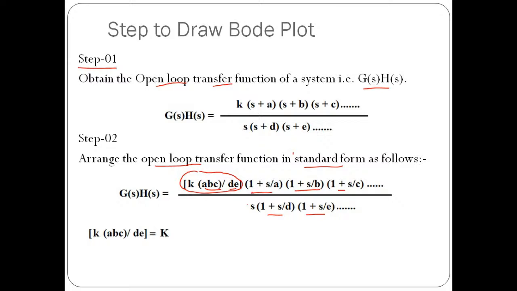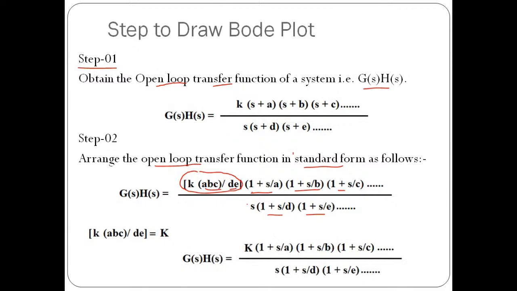Then the overall gain is something like this. So capital K is equal to small k followed by ABC divided by DE. This is a general formula for the overall gain K. It may not be possible that you always have all these terms in the picture. It totally depends upon what kind of open loop transfer functions are given to us.